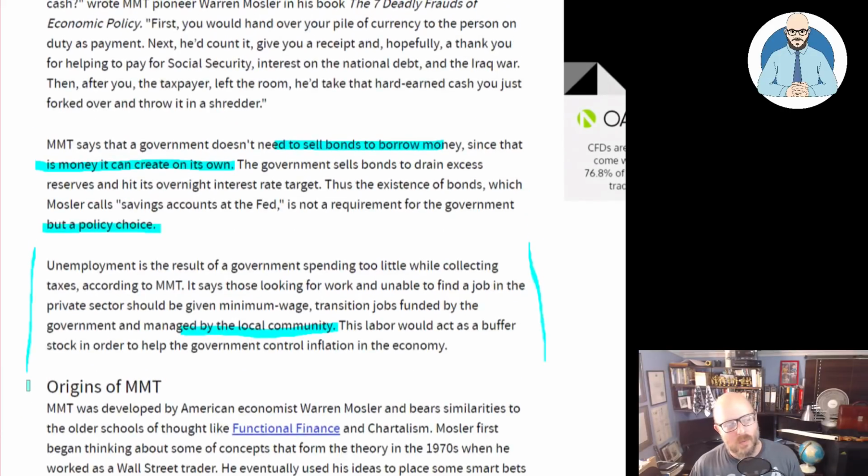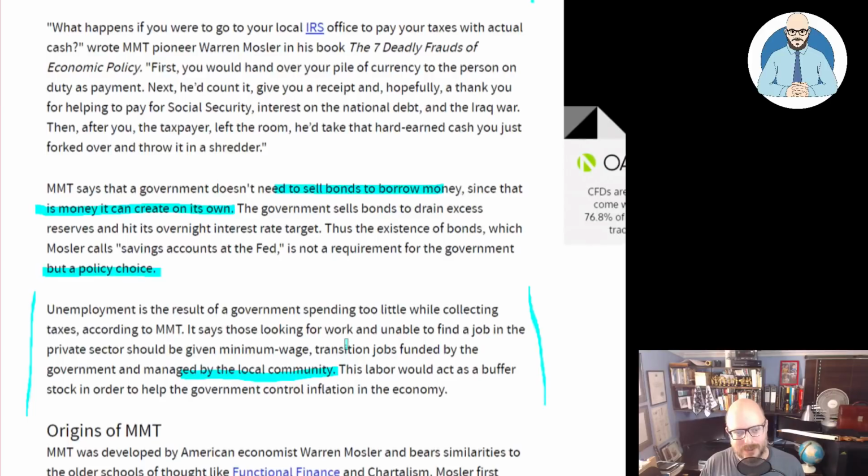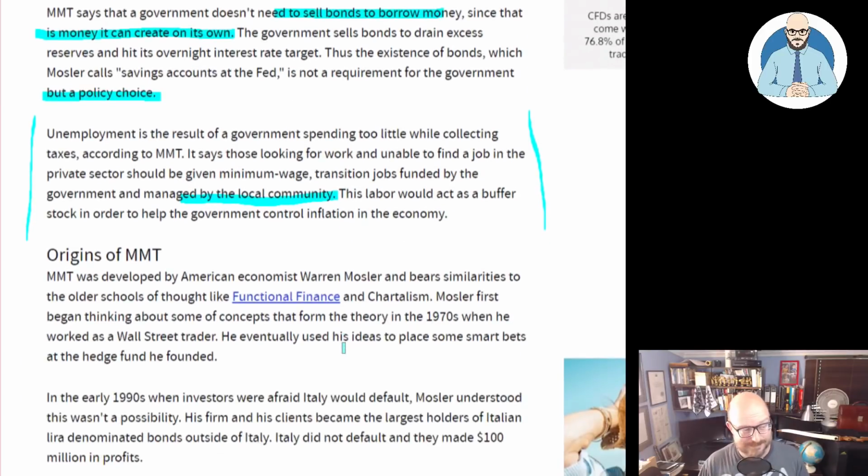So, what does this all sound like? Does it seem familiar? A centrally planned economy, jobs for everyone as a buffer, printing money when you need it. Let me know your thoughts in the comments below, everyone.